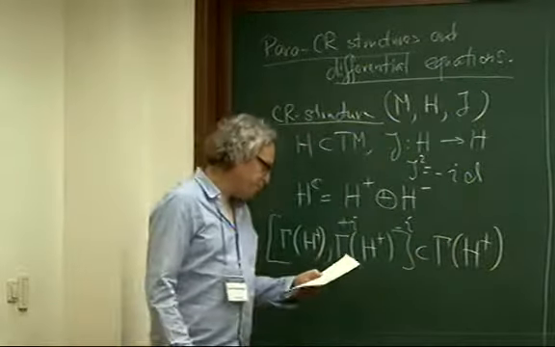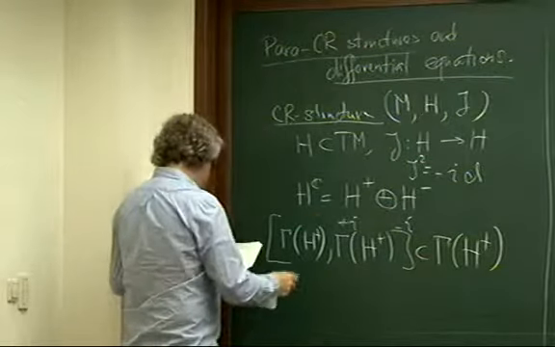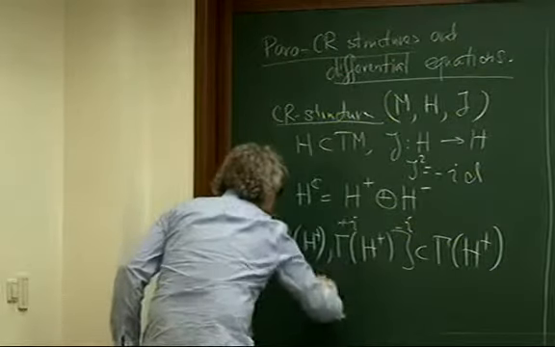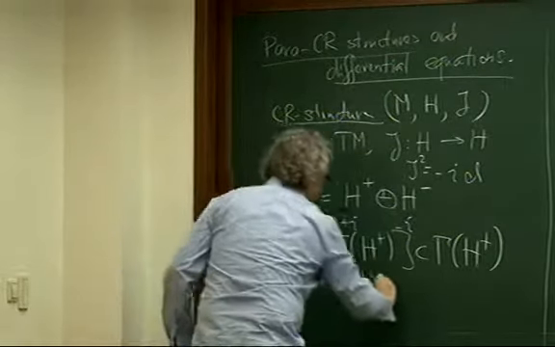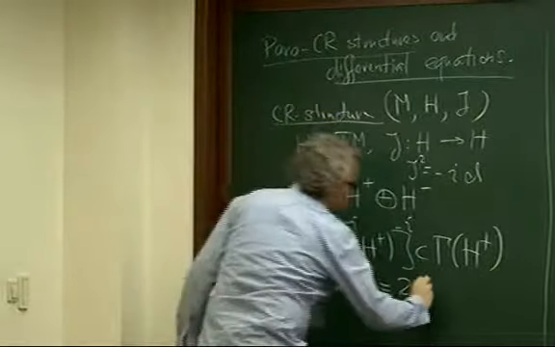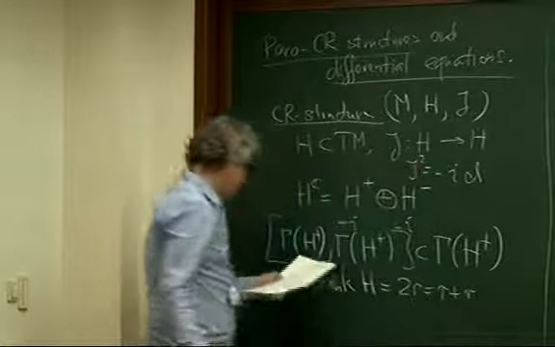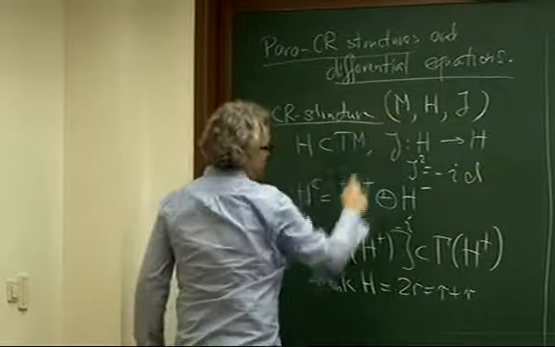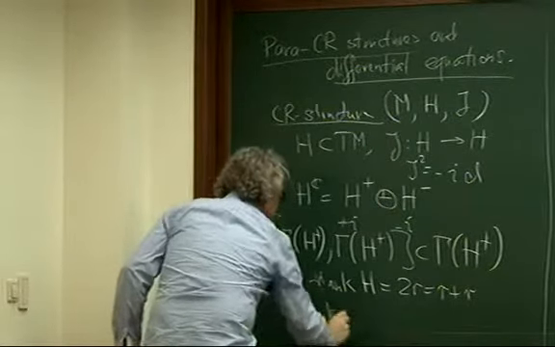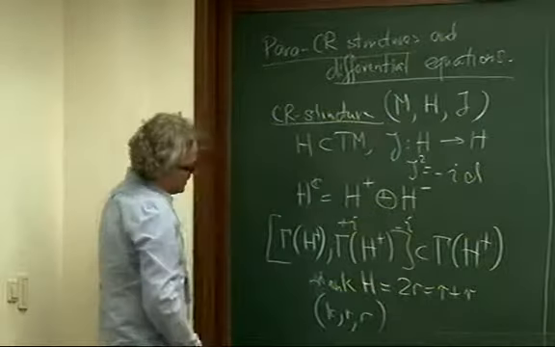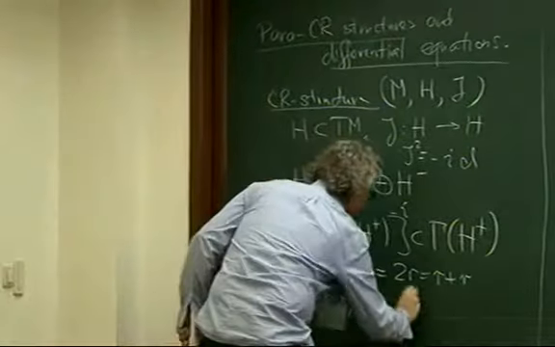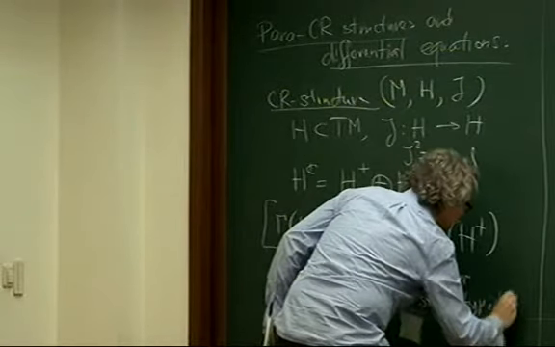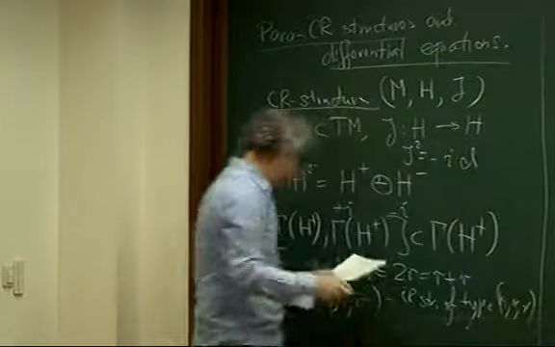Okay. So the thing which is needed because of having this J is that the rank of this H is just 2r, r plus r. And then if the dimension of the manifold is k plus 2r, then such CR structure, I will call it CR structure of type k, r, r.